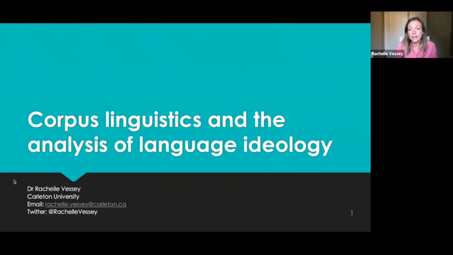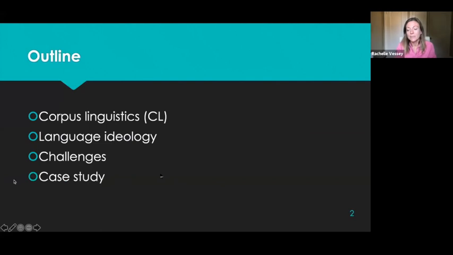Okay, so this is what I have lined up for today. Because I don't know where everyone's coming from and everyone's background, I'm going to give a little bit of a background in corpus linguistics to make sure that I'm being clear about how I'm understanding corpus linguistics. And then I'll do the same thing with language ideology. I suspect more people will be familiar with corpus linguistics than language ideology, but I'll try to reach some common ground to make sure we're on the same page here.